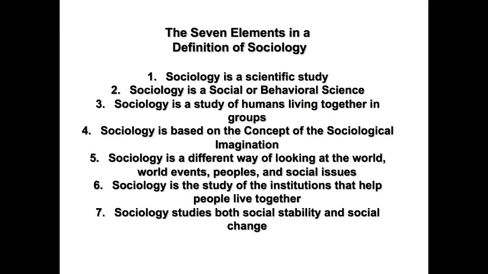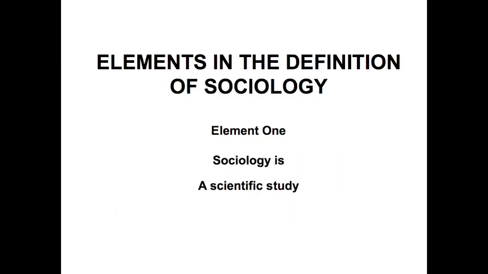Okay, let's start. The elements in the definition of sociology. We now know there are 7 of them. And the first is something we keep fooling with, and that is a scientific study. I probably will send you a detailed statement of this next little segment. I've got it in a better form, but let's look at it as we have it here.